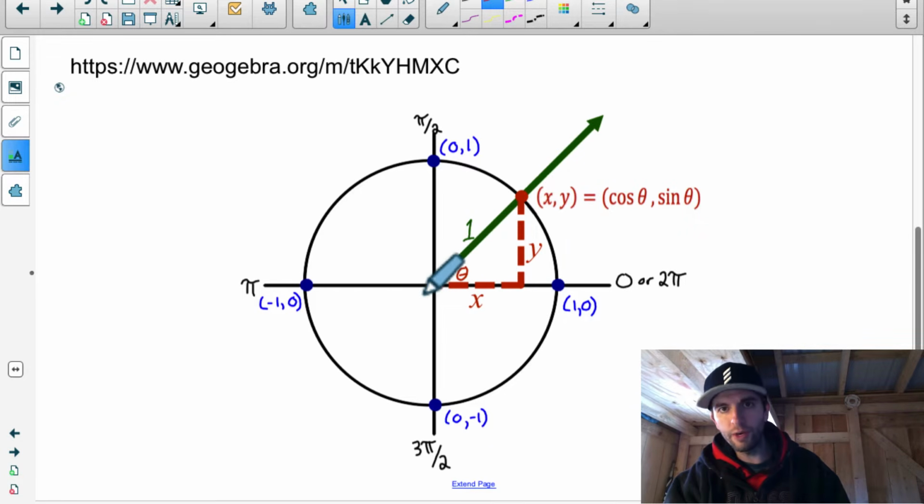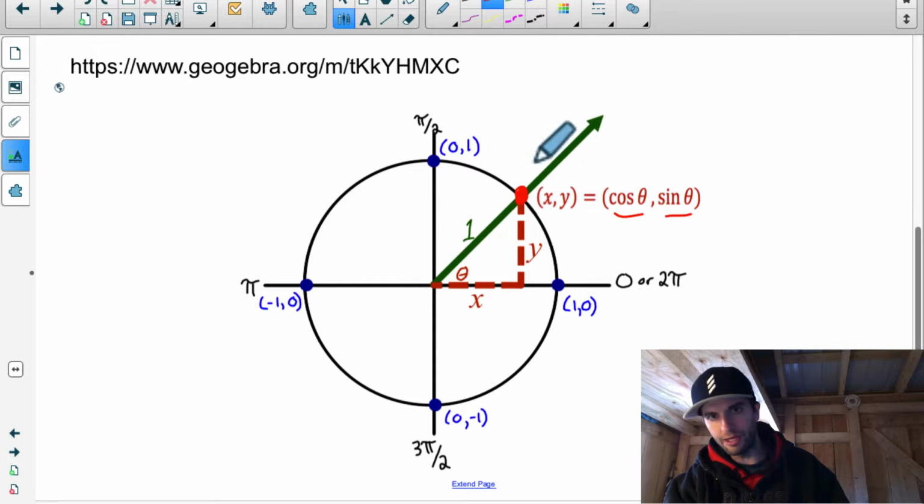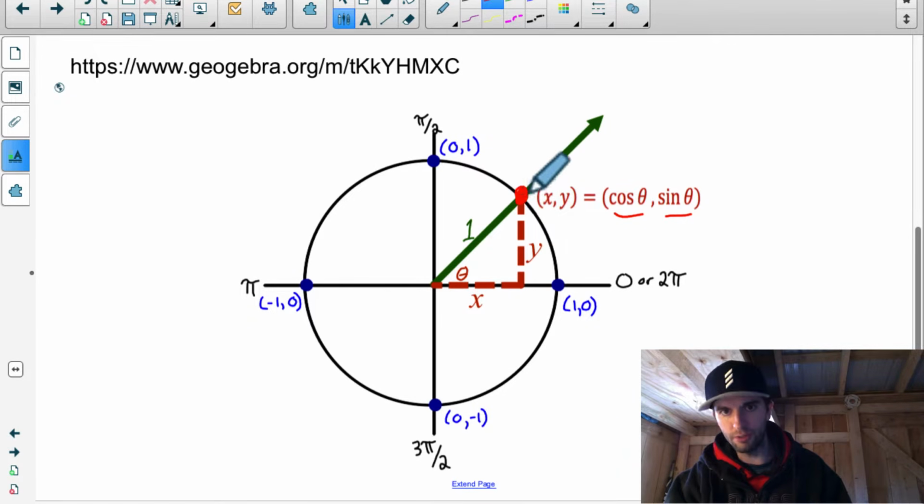Now, if we know where the terminal arm intersects the unit circle, so if we know the xy coordinate of the point where it intersects the unit circle, the x and y coordinates actually reveal to us the cosine and the sine ratios for the angle of rotation, which I've labeled here as theta. And the angle of rotation is always the angle between the initial arm, the positive x-axis, and the terminal arm. So if we know where the terminal arm, which can rotate counterclockwise around this unit circle, intersects the unit circle, we know the cosine and sine ratios.